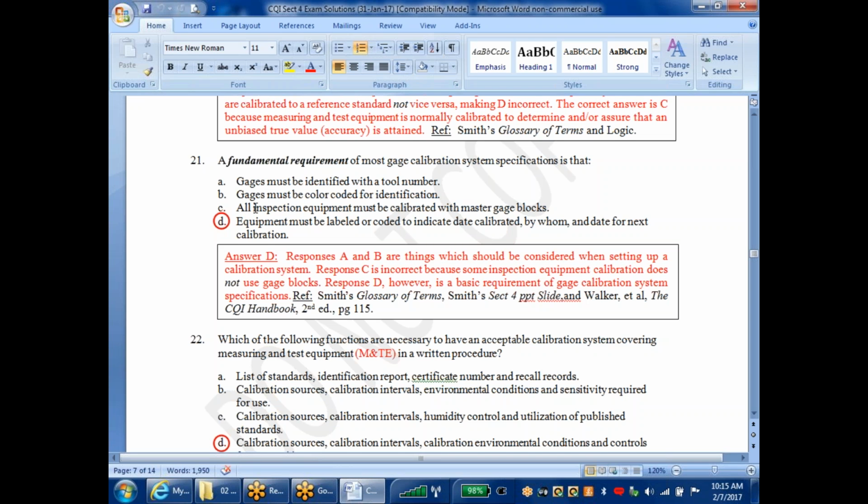And then C, all inspection equipment must be calibrated with master gauge blocks. Not all equipment is calibrated with gauge blocks. So C would have been maybe the first one you would have discarded.